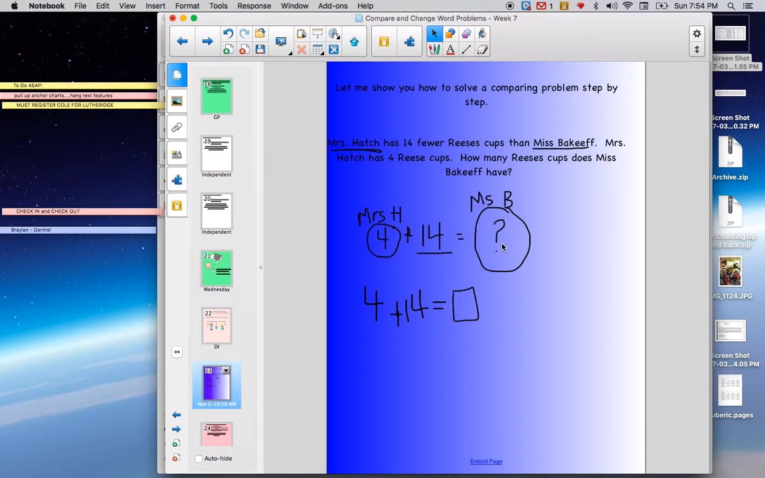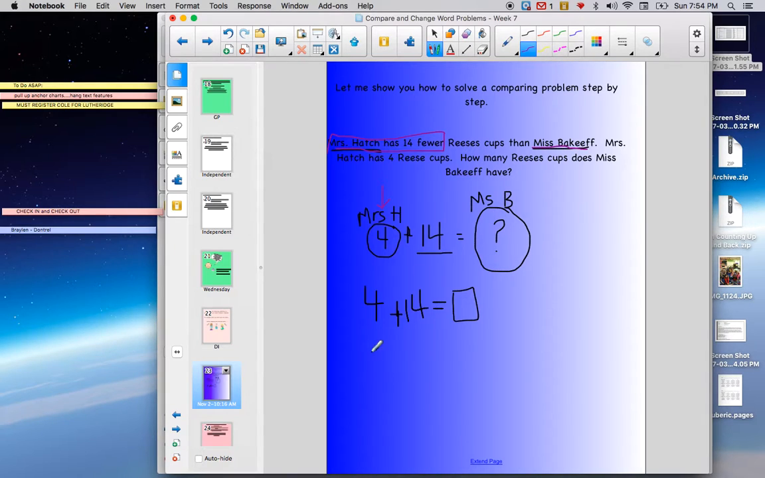I've already gone through and figured out who has more because it says in my problem, Miss Hatch has 14 fewer. So Miss Hatch has fewer, and fewer means less. So I put a label over top of the little circle for her because she has less. And then that must mean Miss Bekeef has more, so I put her name over the big circle.